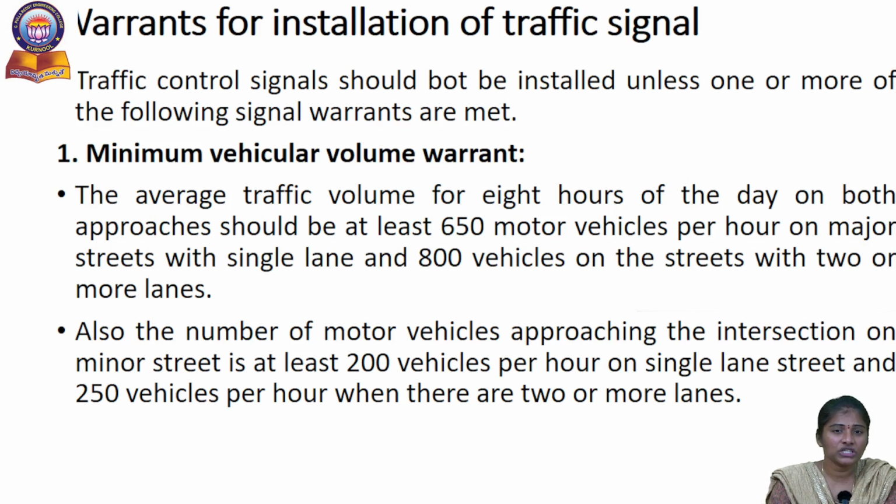Warrants for installation of traffic signal. When we need to provide a traffic signal, there are some warrants for installation. The first warrant is minimum vehicular volume count. Here the number of vehicles in an 8 hour period on the major road varies from 650 to 800 motor vehicles per hour, and if on the minor road the motor vehicles moving vary from 200 to 250 vehicles per hour, then we provide traffic signals.